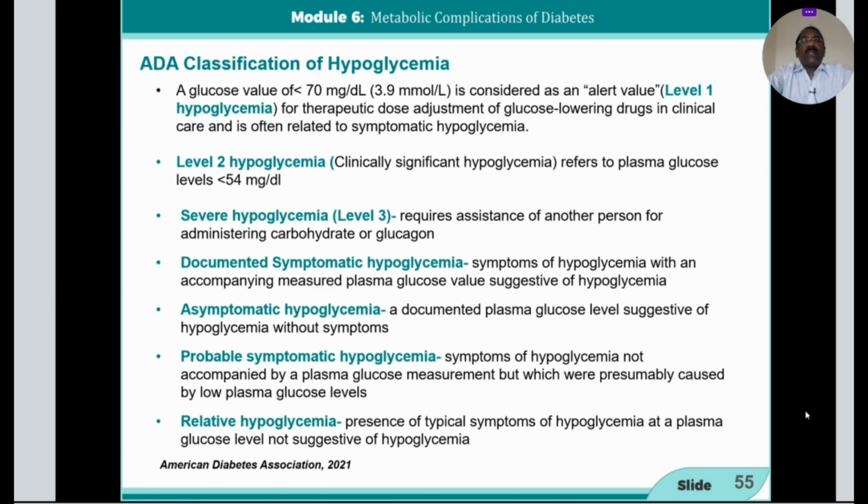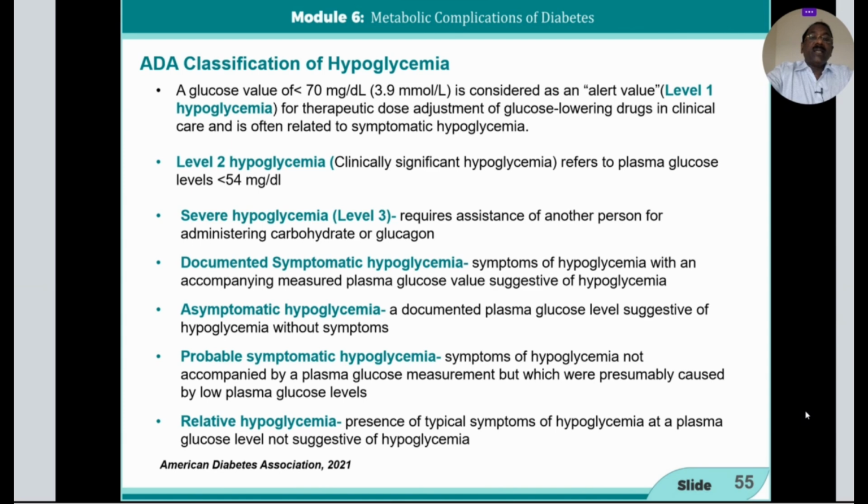So this is the classification of the hypoglycemia. The absolute glucose value less than 70 is considered as an alert value, that is level 1 hypoglycemia, for therapeutic dose adjustment of the glucose lowering drugs in clinical care, and is often related to symptomatic hypoglycemia. So that is your bookish class of hypoglycemia. So what do you mean by hypoglycemia? What is the amount of blood sugar to cause hypoglycemia? Less than 70.